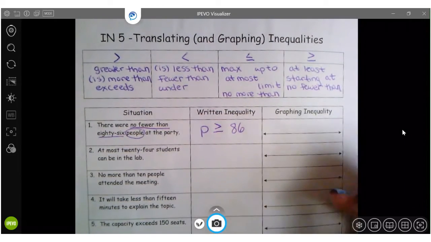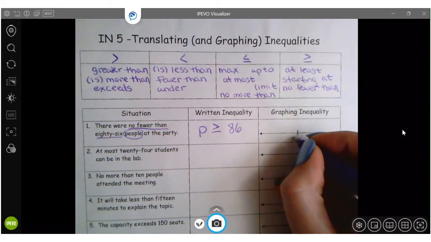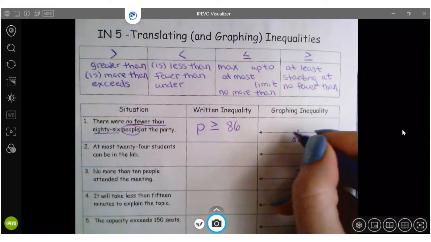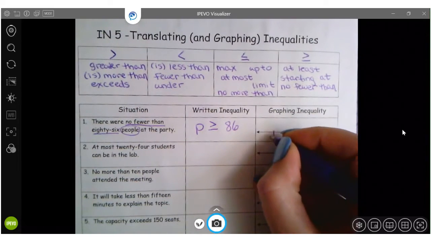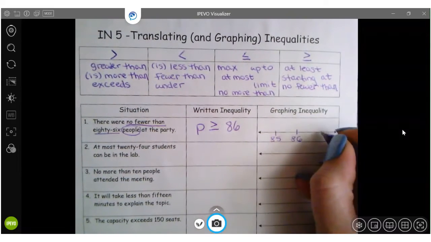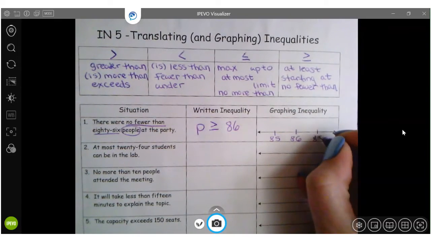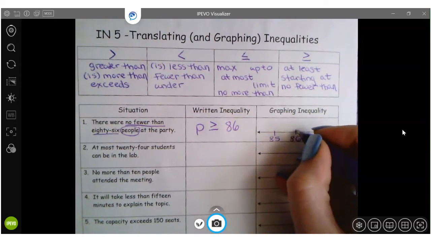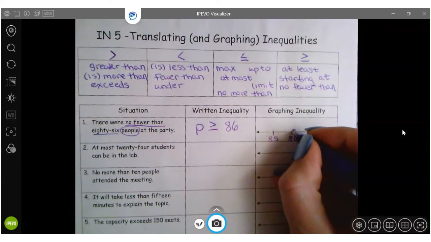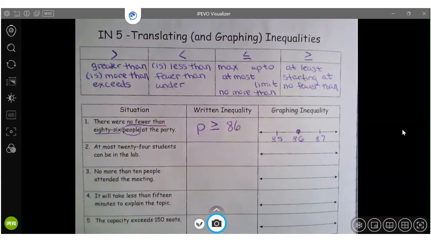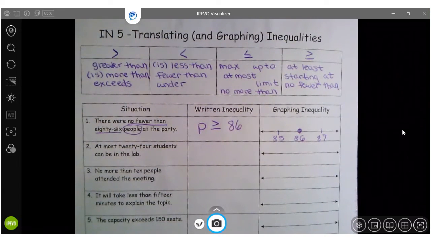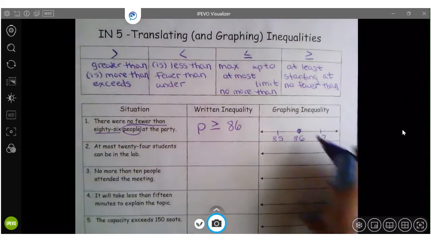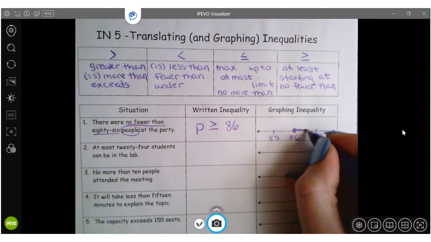So when we graph this, we're just going to put 86 in the middle, a number on either side to give us a frame of reference. To the left of 86 would be 85, and to the right would be 87. This is going to be a closed circle. I have my line under my inequality symbol. So it's a closed circle on 86 because there could be 86 people there. There just can't be less than it. So my values greater than 86 would be shaded to the right.